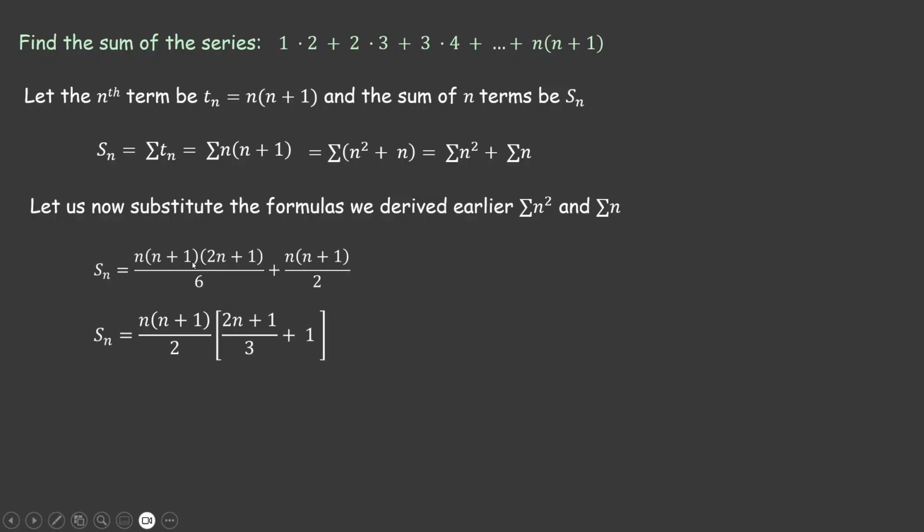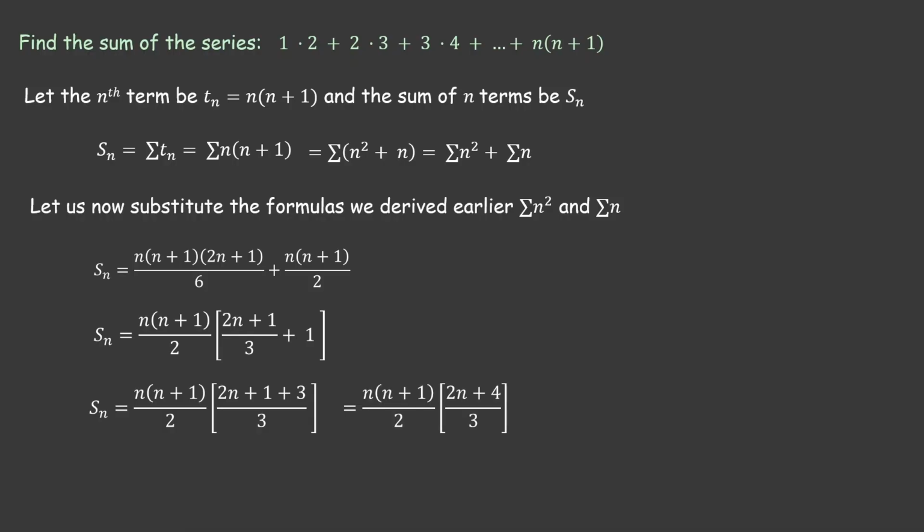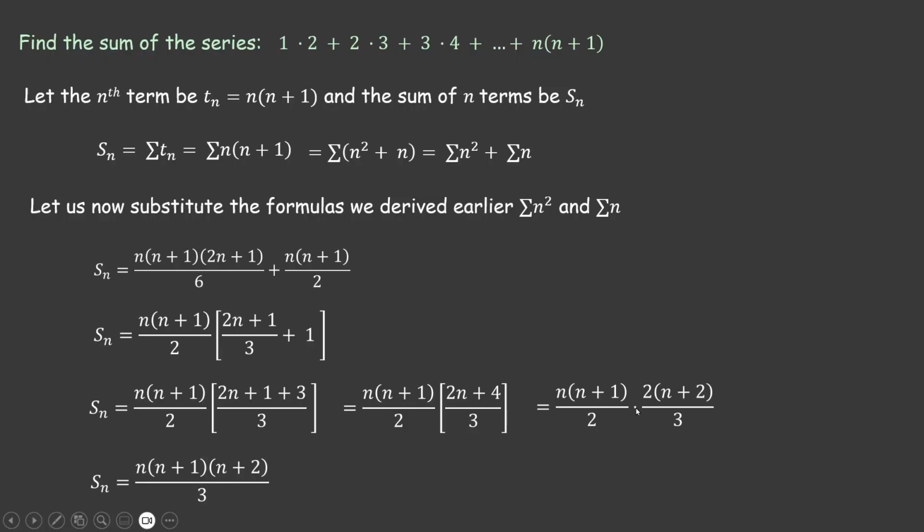Now let's take n into n plus 1 upon 2 as common. Let's factor it out. So we'll be left with 2n plus 1 upon 3 plus 1. We are going to take the LCM, and thus we get 2n plus 4 upon 3 over here. We can also take 2 as common. So this 2 will cancel out with this 2. And lastly, Sn is equal to n into n plus 1 into n plus 2 upon 3. Look over here, the sum of product of two consecutive terms, n into n plus 1, results in a formula with three consecutive numbers, n into n plus 1 into n plus 2 divided by 3.